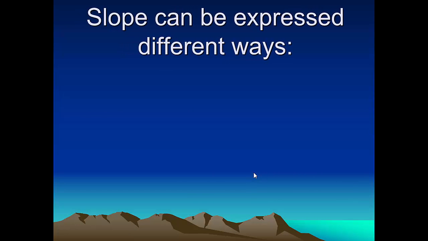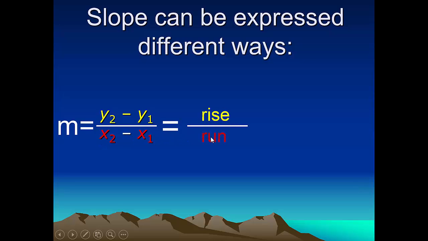Now, slope can be expressed different ways. We can use the slope formula where we will have y2 minus y1 divided by x2 minus x1. Or we can have rise over run. Or we can have the change in y over the change in x. As you see here, I color coordinated this with all of the yellow being all of the changes in y, and all of the red still dealing with x.